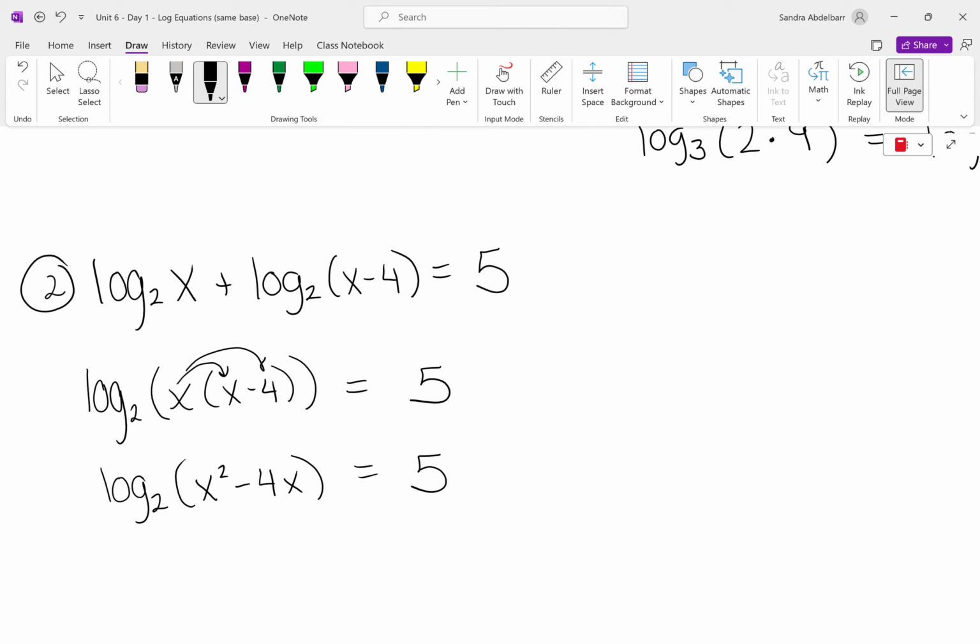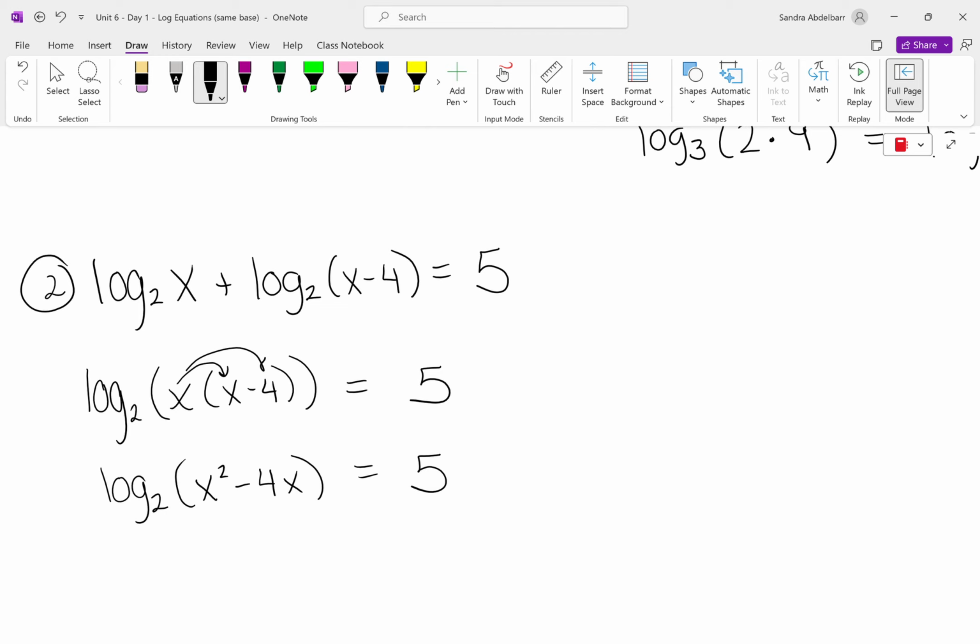We cannot set this argument equal to 5. Because in the other problem, it was log base 2 of an argument equals log base 2 of an argument. So it's saying the left side and the right side are equaling each other, and they were both log base 2, which means their arguments had to match. But this is different. This is saying this log equals this whole number, not another log. So we cannot set this equal to each other.